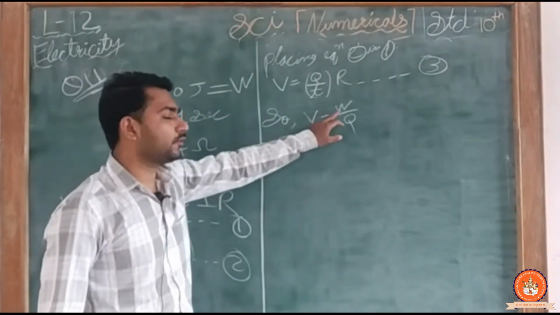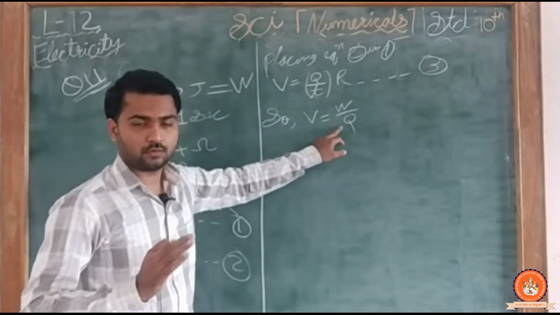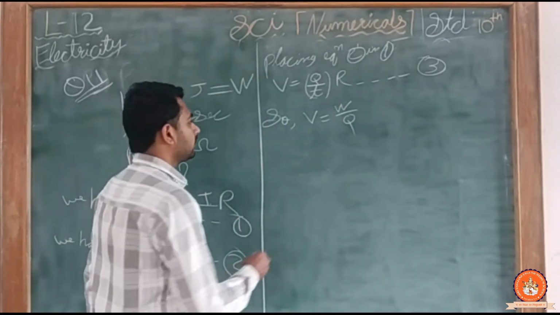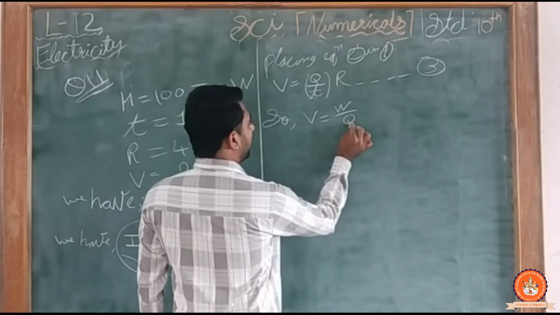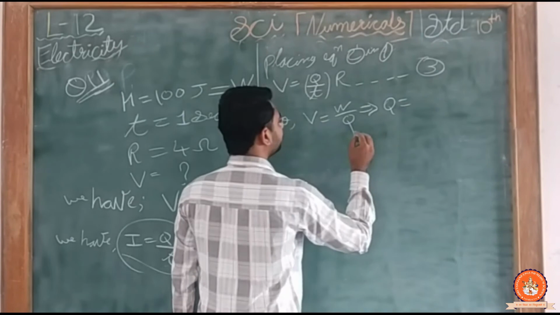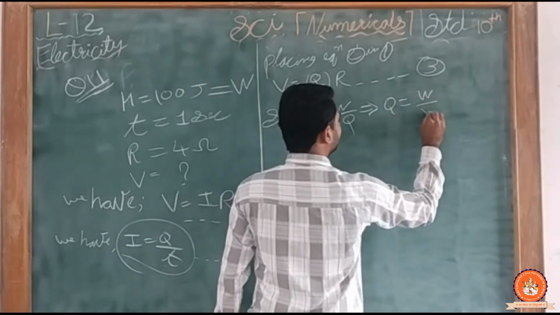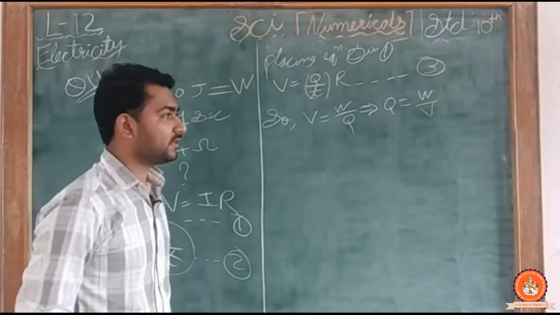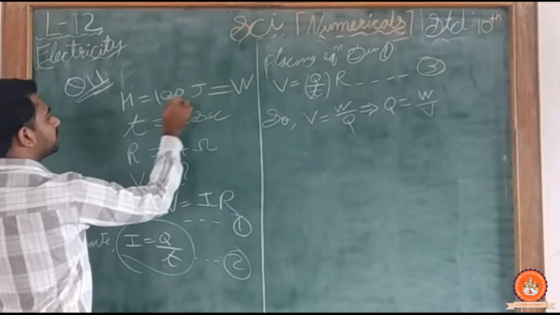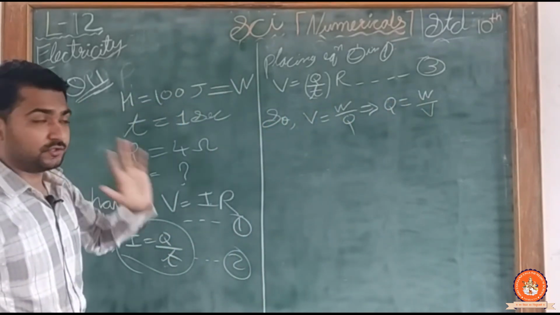That V is equal to W by Q according to the potential difference theory. Clear? So I have to find the Q. So it becomes Q is equal to W by V. Yes or no? Yes. And W also we have here. H is equal to W, and W is equal to 100 joule.